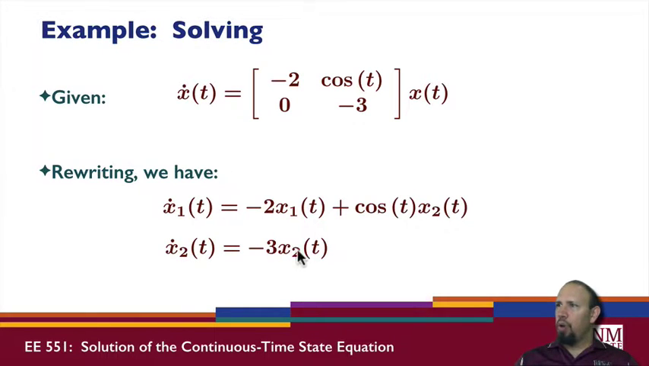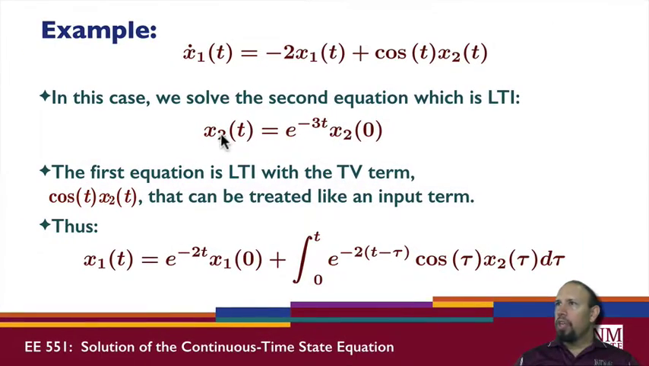So I have the two equations. x1 dot is a function of x1 and x2. x2 dot is only a function of x2. Notice that this second equation is simple in that it is actually a linear equation, so we already know the solution to that equation. We will use the solution in solving the first equation. So we know that x2 can be written in this form.